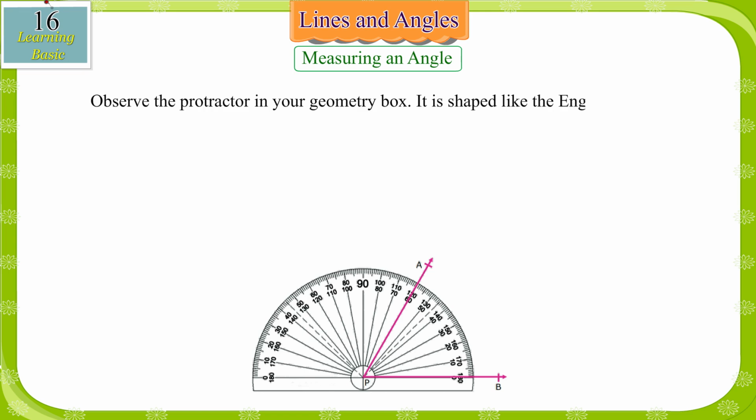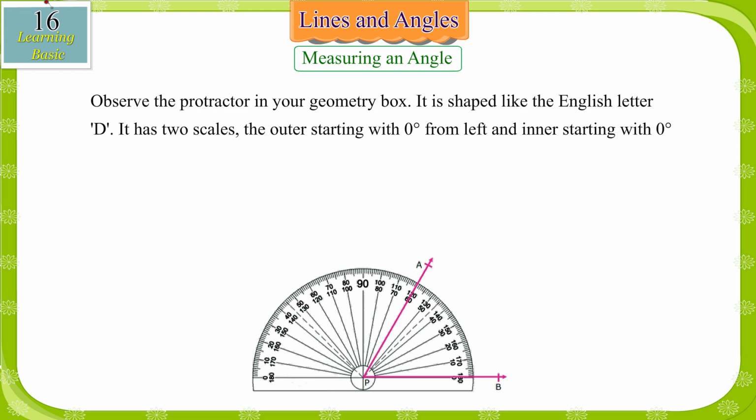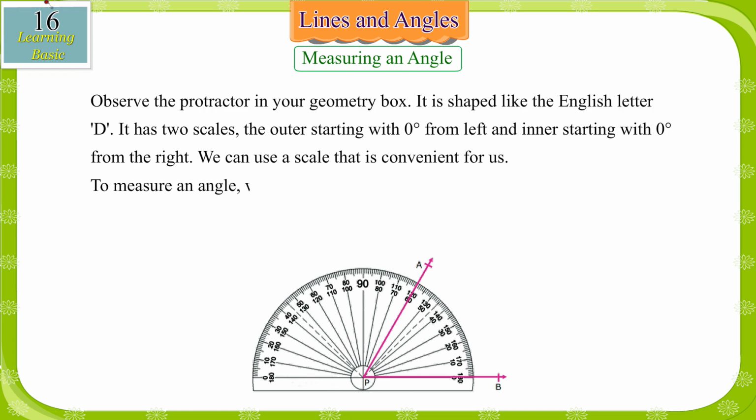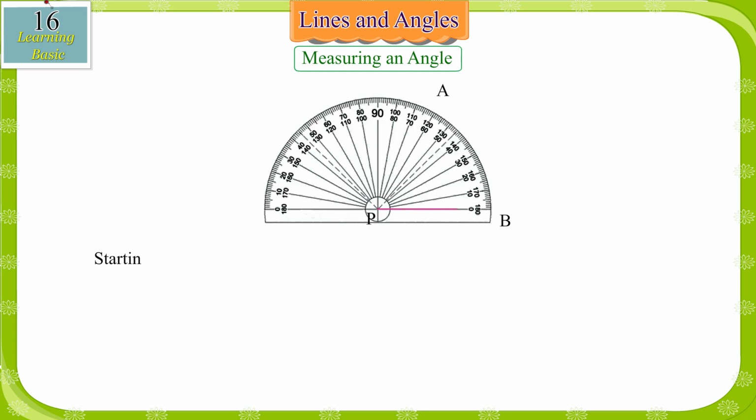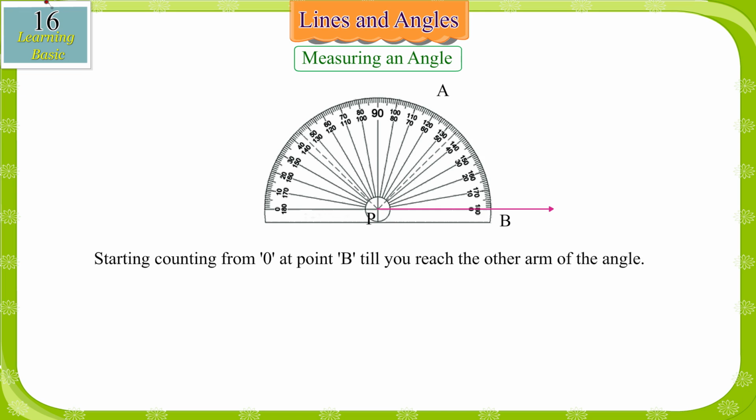It is shaped like the English letter D. It has two scales, the outer starting with 0 degrees from the left and the inner starting with 0 degrees from the right. We can use a scale that is convenient for us. To measure an angle, we match the point P to the vertex of the angle. Then we move the protractor to match the ray PB to one of the arms as shown in figure 1. Start counting from 0 at point B till you reach the other arm of the angle.